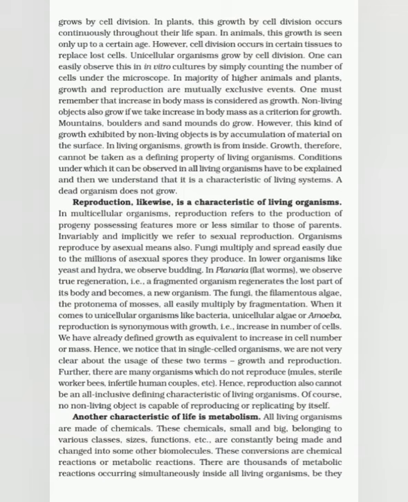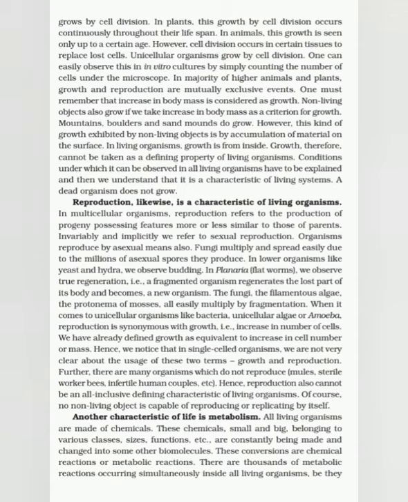Conditions under which it can be observed in all living organisms have to be explained, and then we understand that it is a characteristic of living systems. A dead organism does not grow. Reproduction, likewise, is a characteristic of living organisms. In multicellular organisms, reproduction refers to the production of progeny possessing features more or less similar to those of parents. Invariably and implicitly we refer to sexual reproduction.